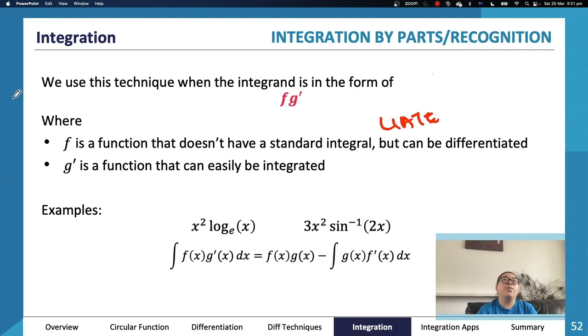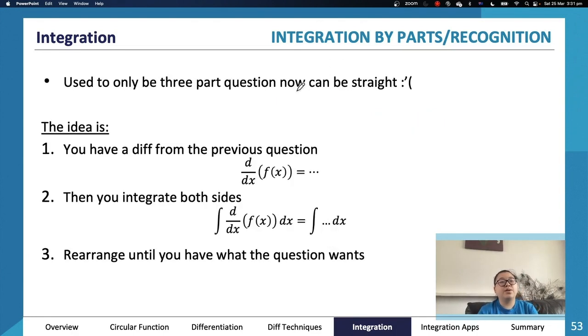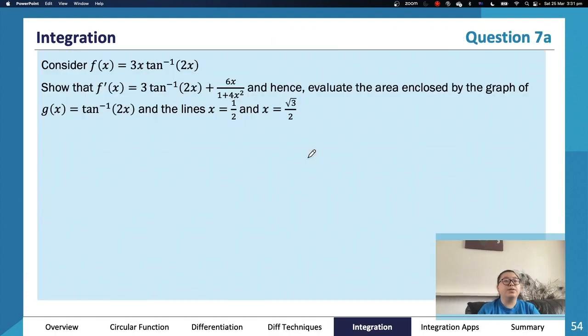And you make one of them a function which you're going to differentiate, and you make the other one the one that you integrate, and then you use this formula and sub that in. Okay, for integration by parts recognition, this is a simpler type of one, I would say. They actually ask you to differentiate it first, and then you integrate based on the differentiation you already have.